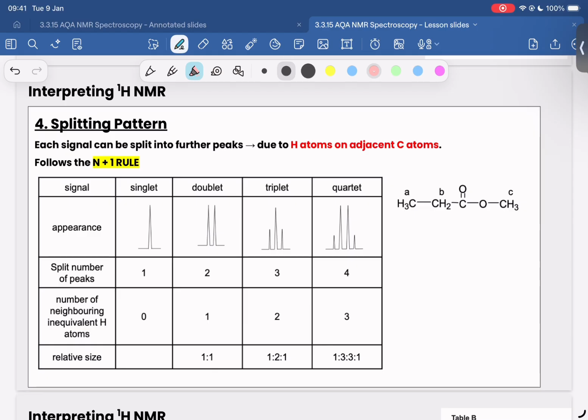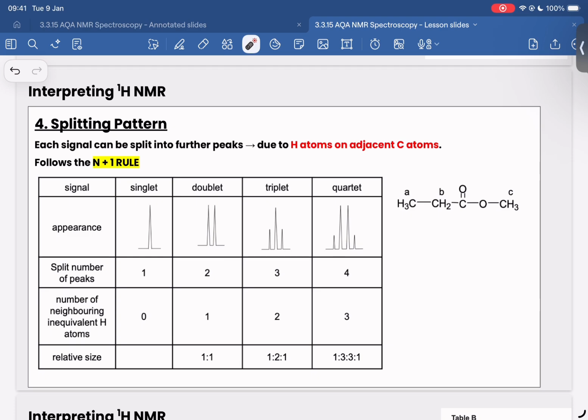Splitting patterns, basically what you need to understand here is the n+1 rule. You're looking at the carbon atom that's adjacent to the hydrogen atoms that you're looking at. So you look at the adjacent carbon, and then you're looking at the hydrogen atoms which are attached to that adjacent carbon. So if there are zero hydrogens attached to the adjacent carbon, it's going to be a singlet peak because it's the n+1 rule. So n basically refers to the number of hydrogens. So if there's 0 hydrogens, then it's going to be a singlet, one peak, one split peak essentially.